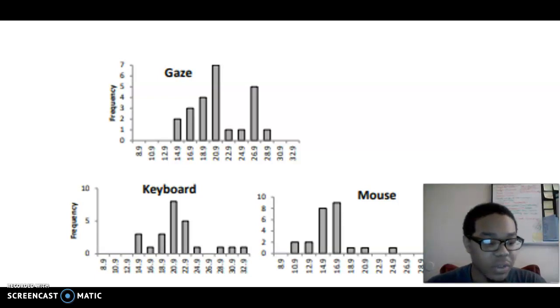This figure shows the frequency distributions of task completion times in seconds in the comparative study. The frequency for gaze is the highest, at 7. For keyboard, it's between 5 and 10, so I would say about an 8. And for mouse, I would say about a 9, because it's between 8 and 10.